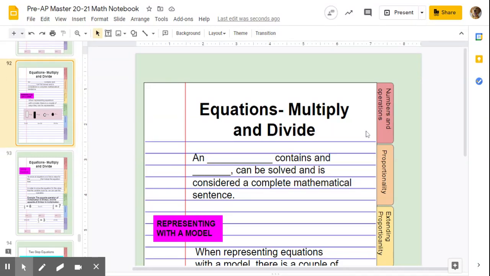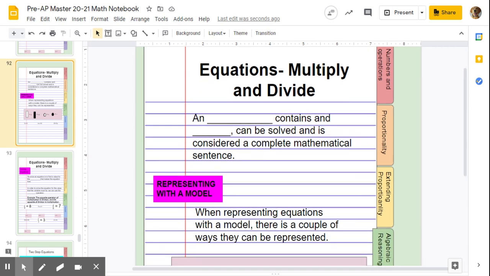All right, today we're talking about multiplying and dividing with equations. We're adding on to the adding and subtracting that we did yesterday. So this first sentence here is the same.